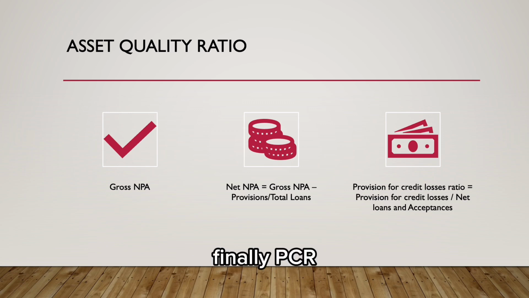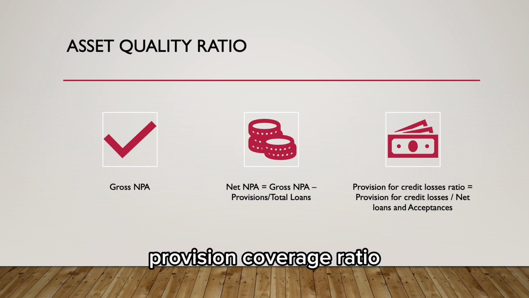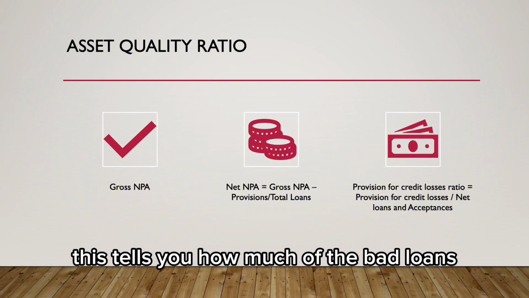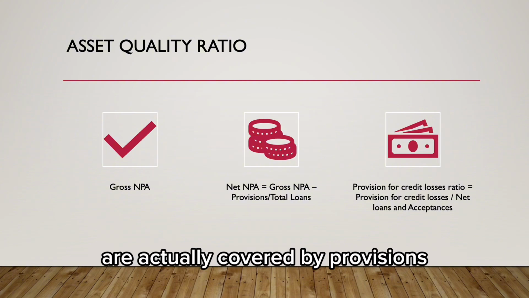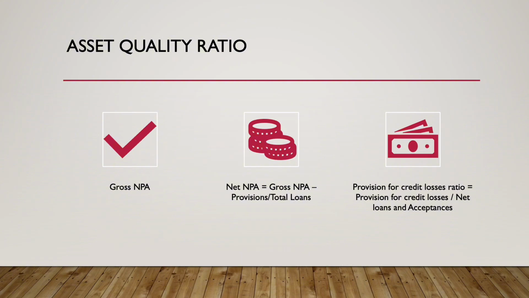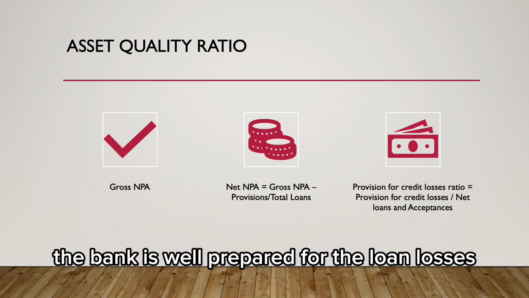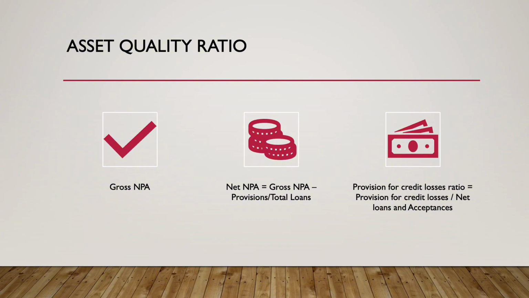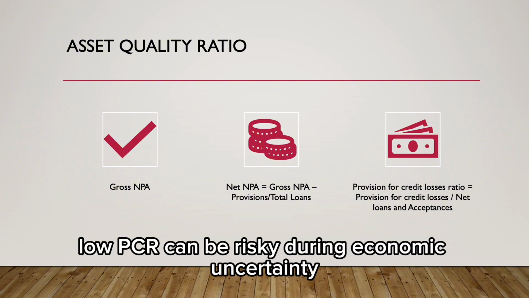Finally, PCR, provision coverage ratio. This tells you how much of the bad loans are actually covered by provisions. Higher PCR means the bank is well prepared for loan losses. Low PCR can be risky during economic uncertainty.